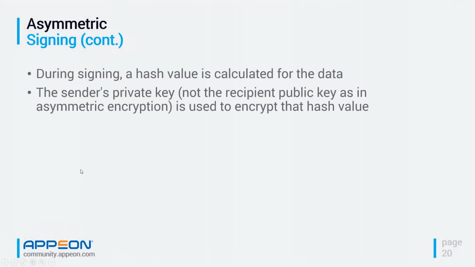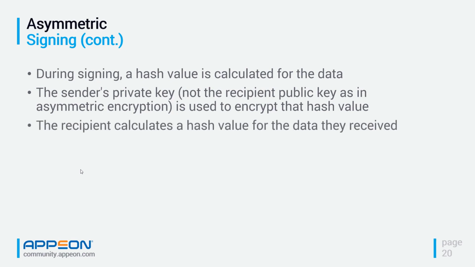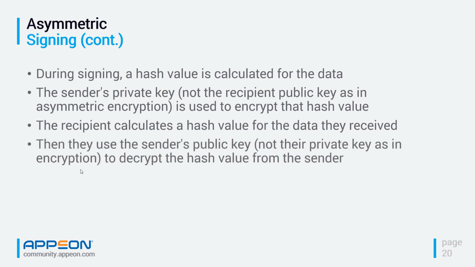So when you're signing data, you take a hash value of the data. You use the private key to encrypt that hash value. You then send it to the person you're sending the data to. They calculate a hash value for the data they received, and then use the public key to decrypt the hash value that you sent them, and then compare those two hash values. If those two hash values are equal, it's a sign not only that the person who said they sent it is actually the person sending it, but also that the data came across intact, that nothing happened to the data in the meantime.